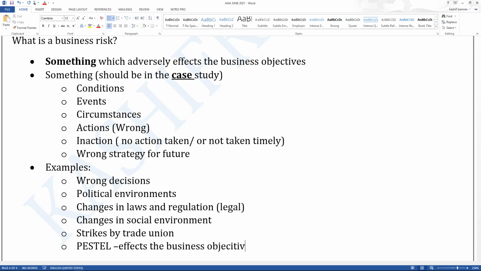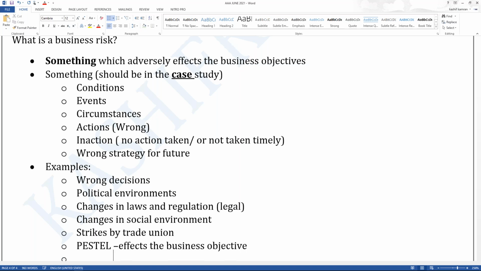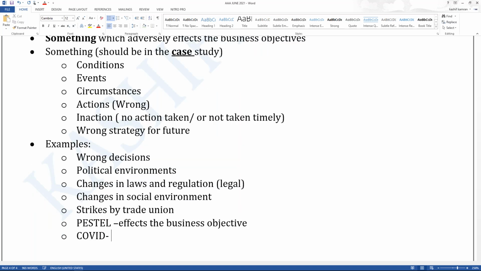In the current scenario we're living in, the COVID-19. Do you believe COVID-19 is a big pressure on business objectives these days? For some businesses, COVID-19 is an opportunity, and for some businesses, COVID-19 is a threat, and it is even putting pressure on business liquidations. It's putting pressure on businesses shutting down globally. And for some businesses, it is an opportunity. So there can be lots of things which can put pressure on business objectives.